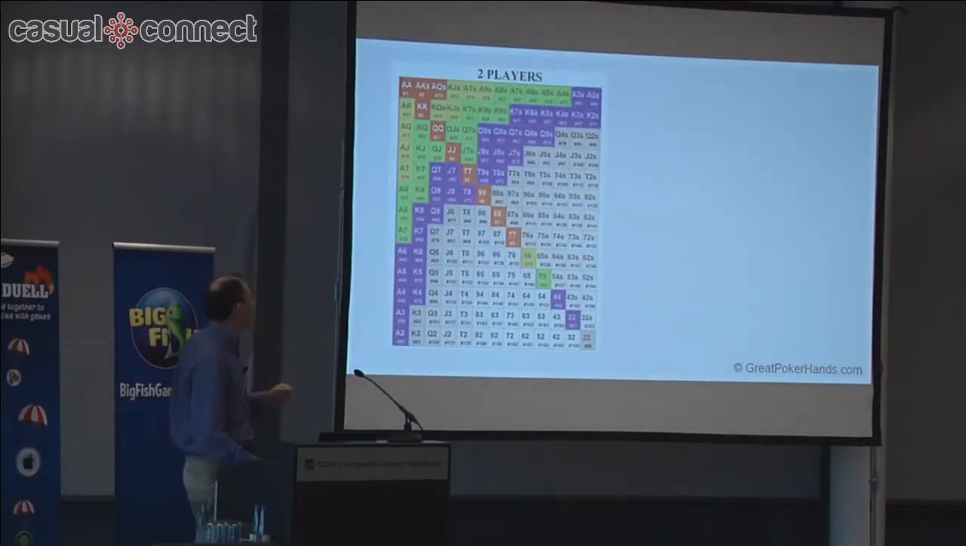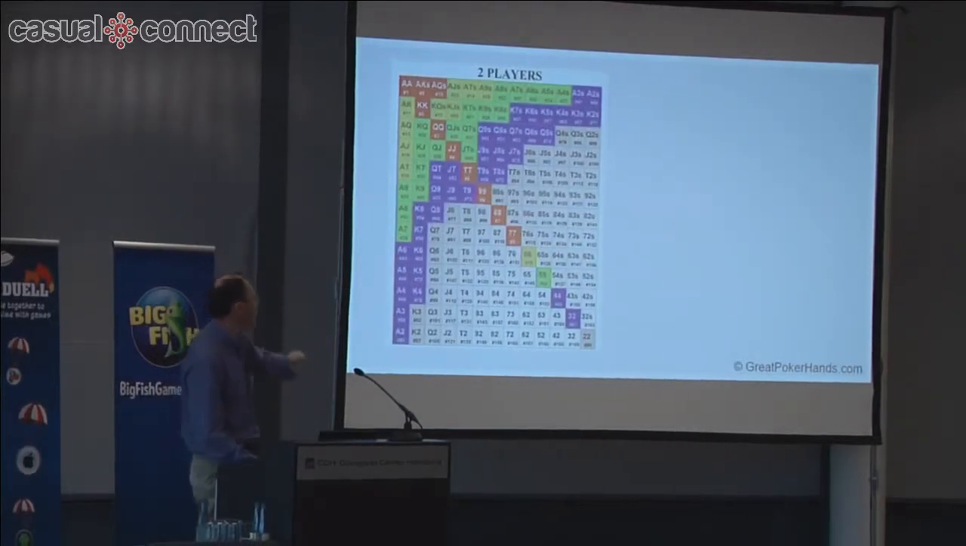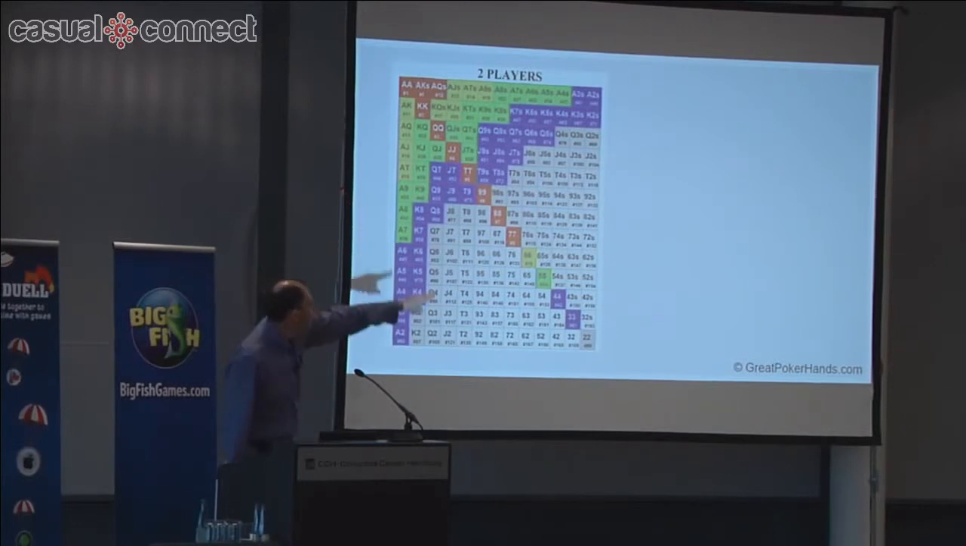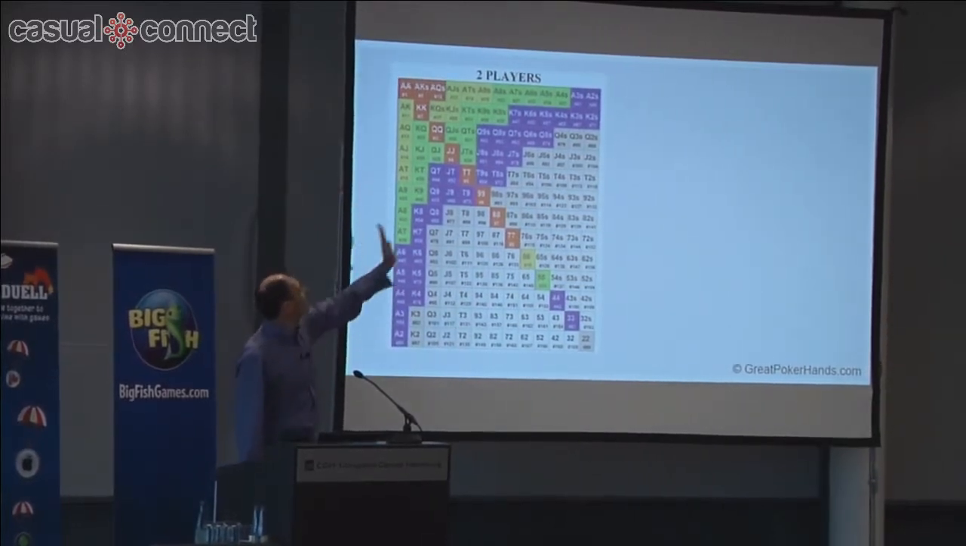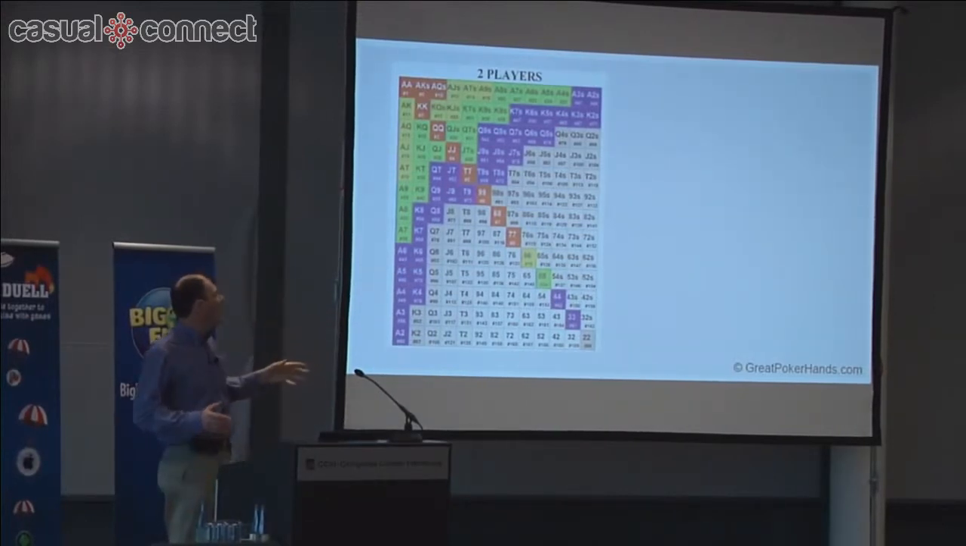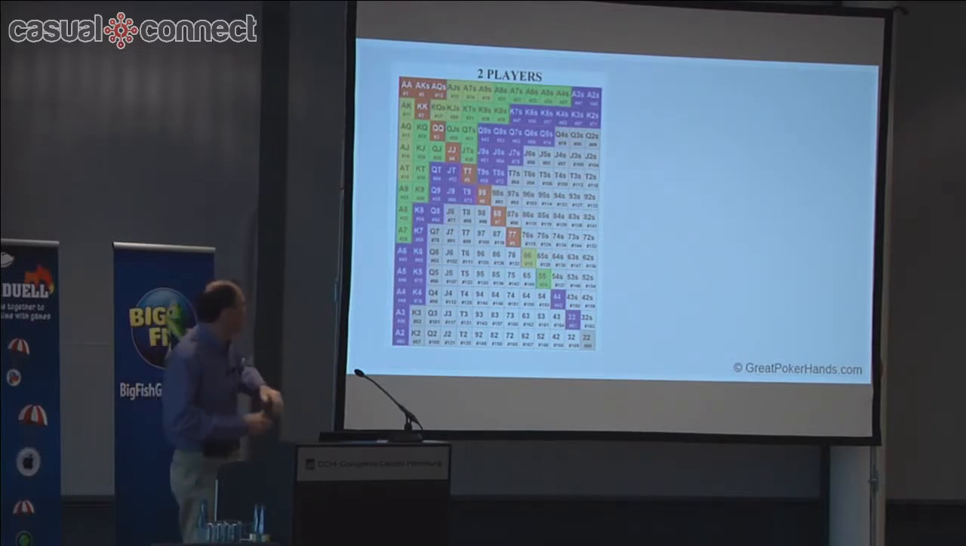Here's an example of playing poker with two players, and then we'll look at 10 players later on. There are 169 possible starting hands for poker. We've got pocket aces, kings, queens, all the way down to pocket twos. The ones on the upper triangle here with the S mean suited. The ones on the lower triangle are unsuited. When you're playing with two players, it really doesn't matter whether you have suited cards or not. The chance of you winning without them being suited is very unimportant.